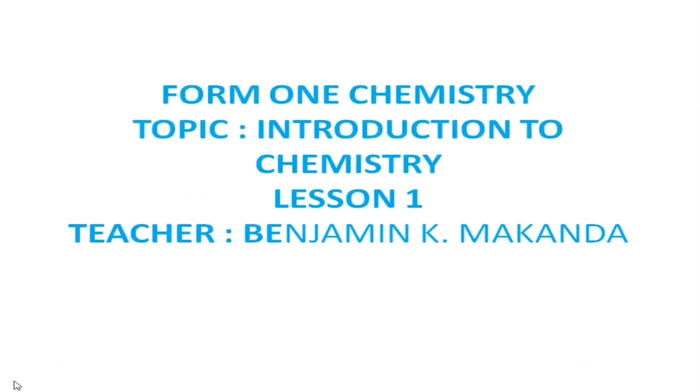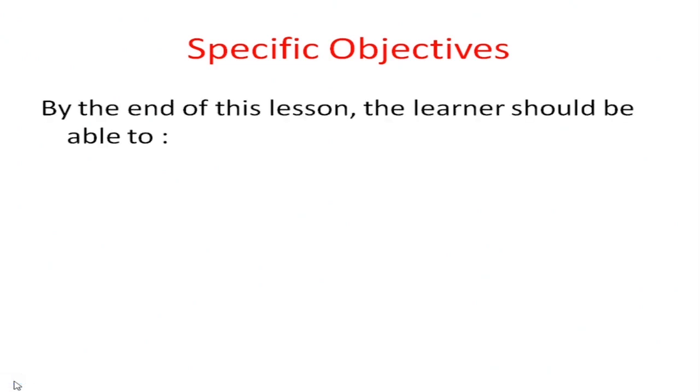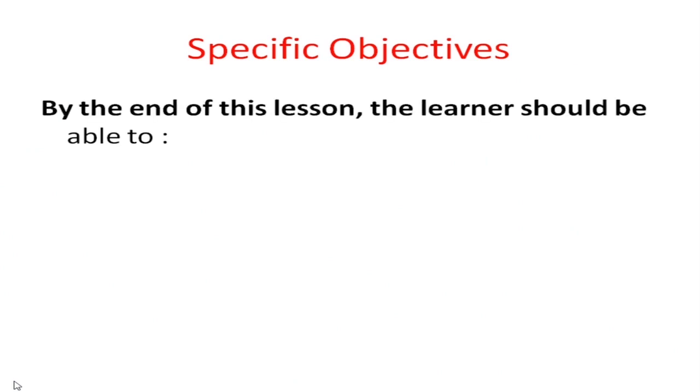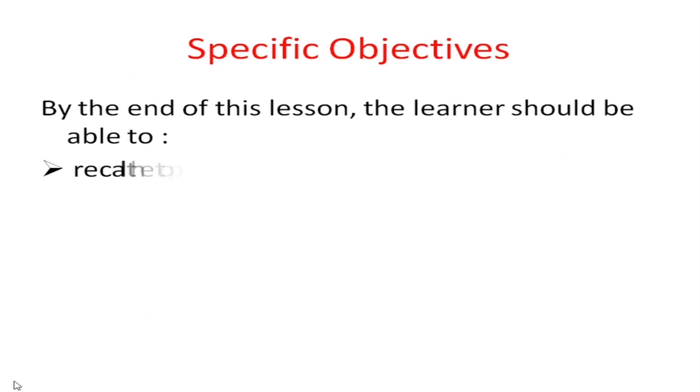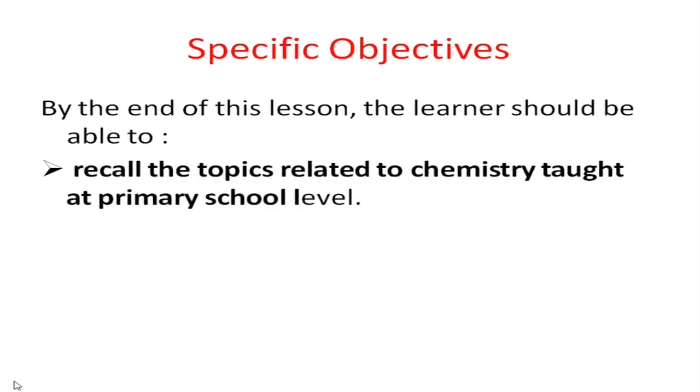Now, we are going to go through the specific objectives of this lesson so that once we finish this lesson, the following should be achieved. By the end of this lesson, the learner should be able to recall the topics related to chemistry taught at primary school level. Once we are done with all that we're going to discuss, the learner should be able to recall all the chemistry topics that were taught at the primary level.